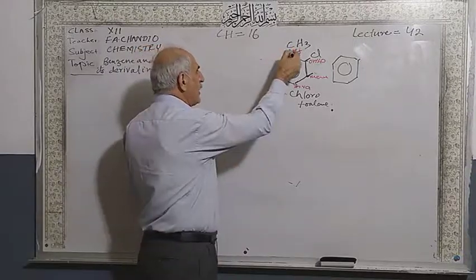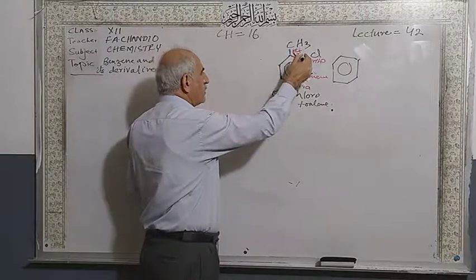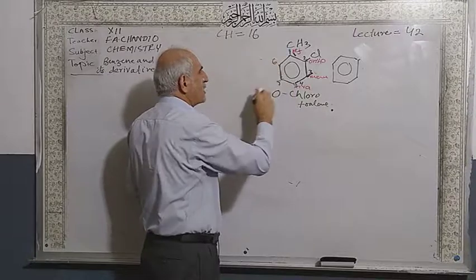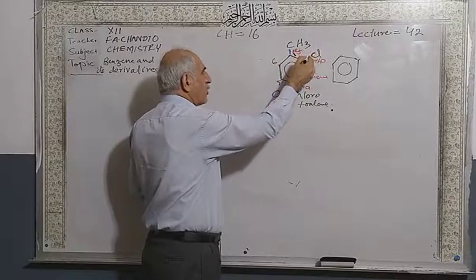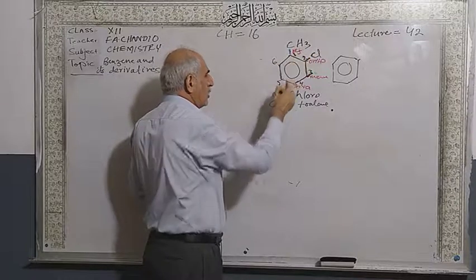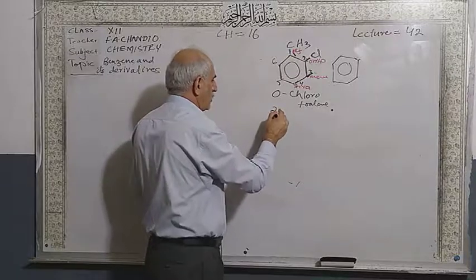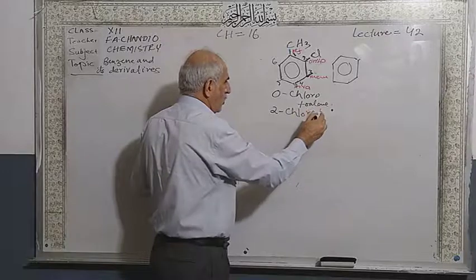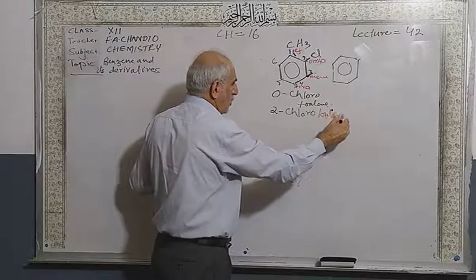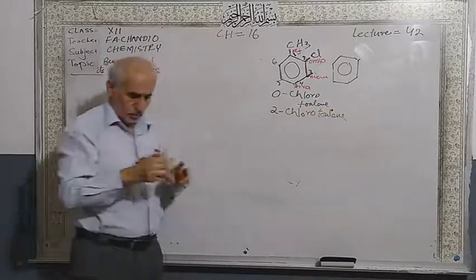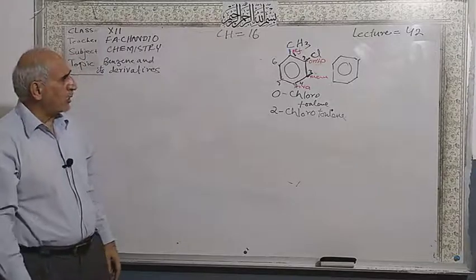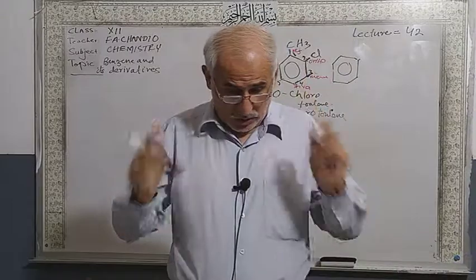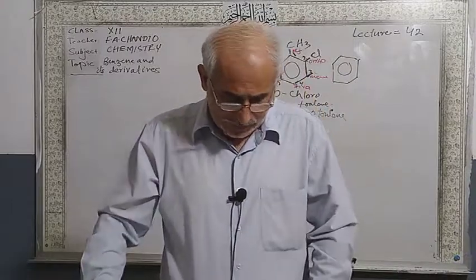So from this reference point you take 1, 2nd, 3rd, 4th, 5 and 6. This chlorine is attached at position number 2 here. So 2-chlorotoluene. This is the IUPAC system.